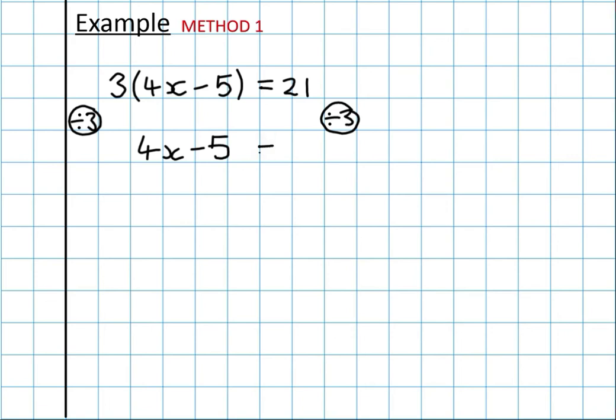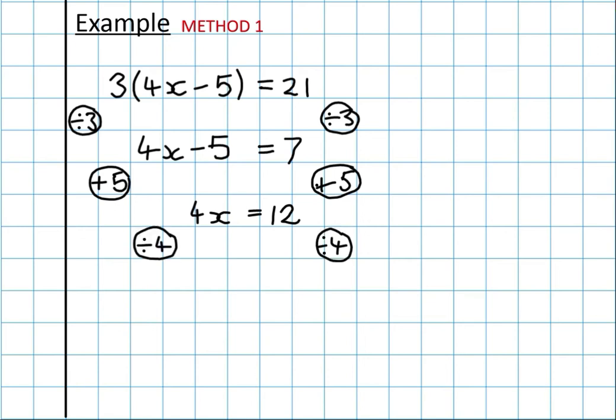Then on the right-hand side, 21 divided by 3 is 7. Now the rest of the steps follow like a normal two-step equation. So we would add 5 to both sides, giving us 4x equals 12. And then we would divide both sides by 4, giving us x equals 3.